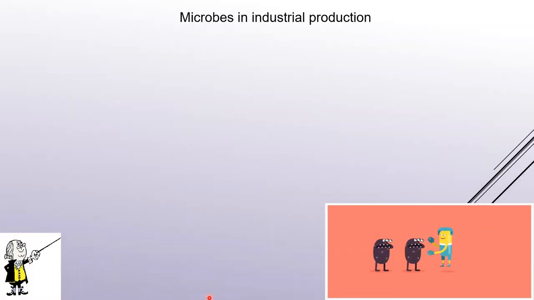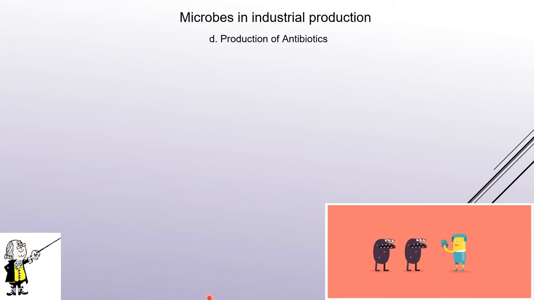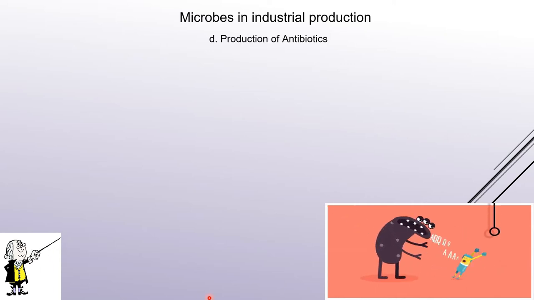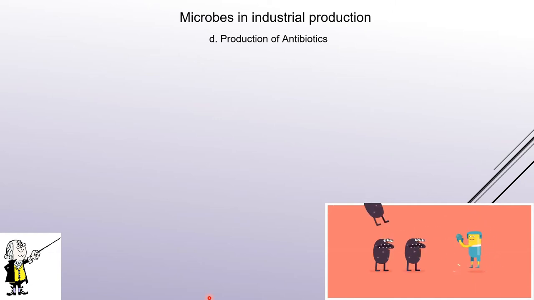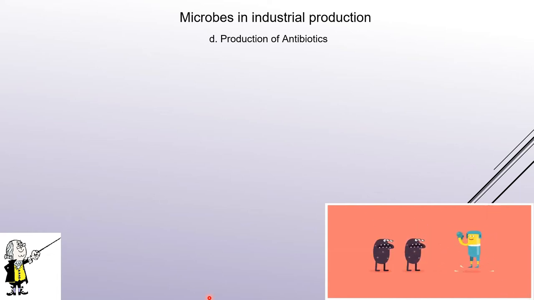Microbes in industrial production. The microorganisms are very, very useful for the industrial production. Let's see how. The very first is production of antibiotics. As this is the continuation of the last module, we are continuing with the microbes in human welfare and the subtopic. For today, we start with the production of antibiotics.